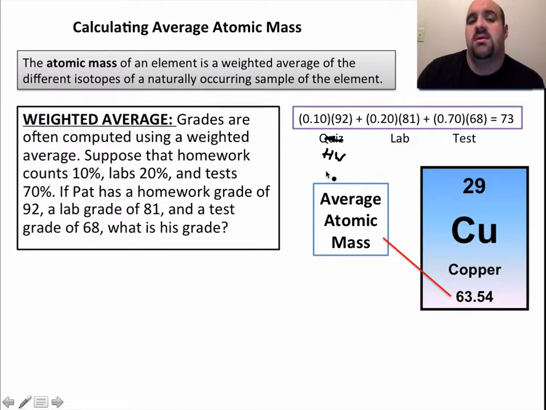moving the decimal twice. So 0.10 times 92 plus, and labs are 20%, so I converted it back into a fraction by moving the decimal 2 places to the left. So we have 0.20 times 81. And of course the test was 70%, so I moved the decimal over twice, 0.70 times 68. And the average grade would be a 73. And that's how you do a weighted average.